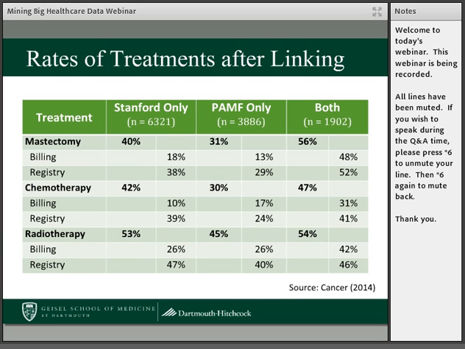And you can see that if we hadn't linked this information, we would not see that there is a higher rate of treatment use. Both mastectomy, chemotherapy, and radiation therapy, that's statistically significant between these two institutions.